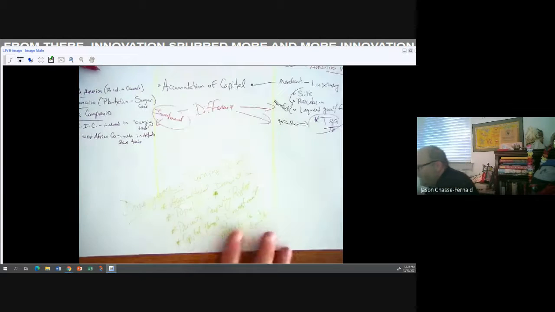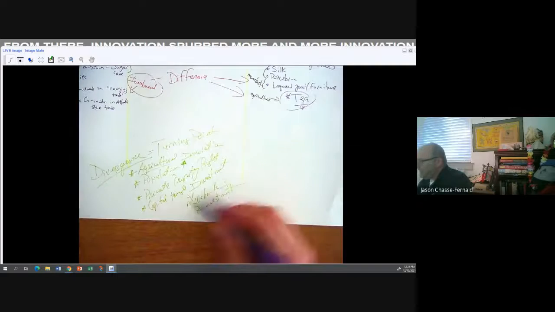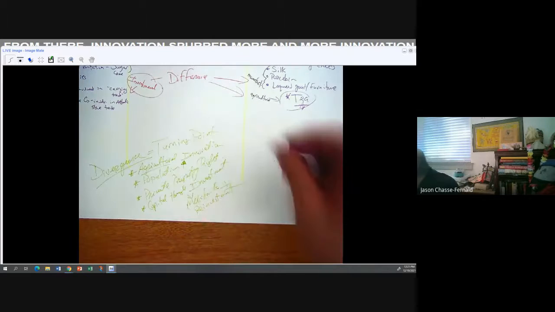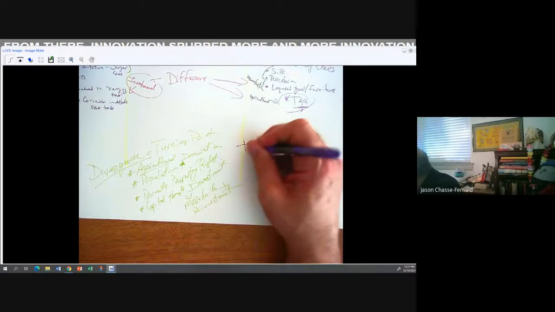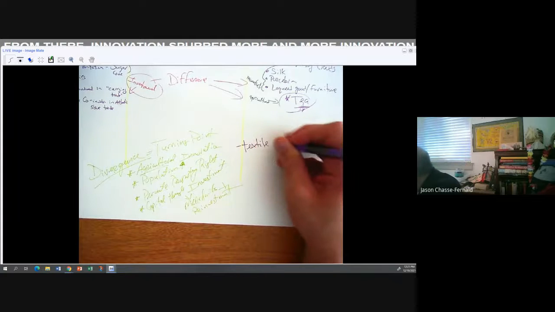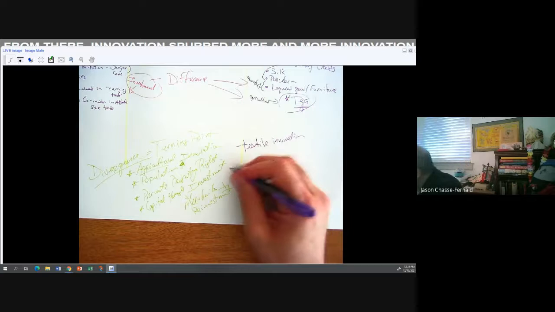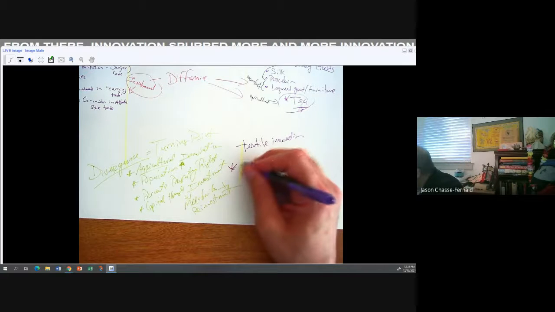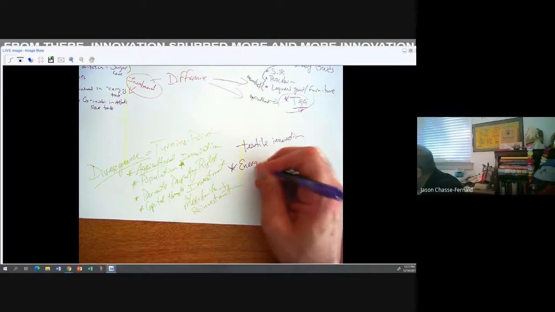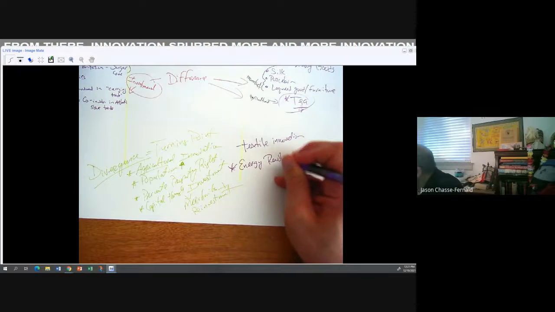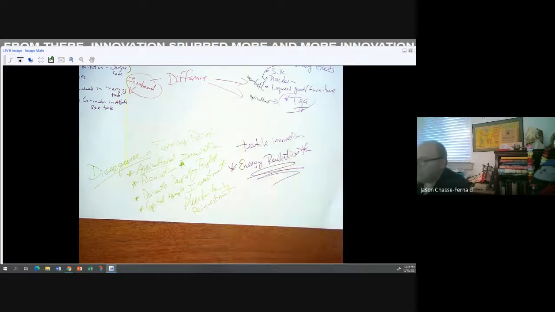If we're talking about the divergence and the reason for the divergence, right? We're talking about agricultural innovations, private property rights, capital, right? Now we're talking about textile innovation, right? And the biggest one of all is an energy revolution. All right, there's an energy revolution taking place here.